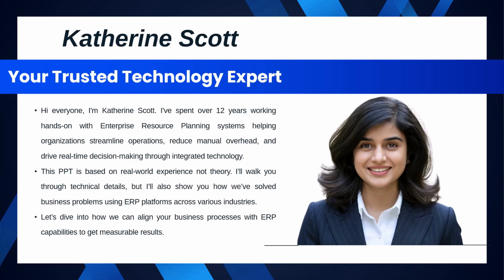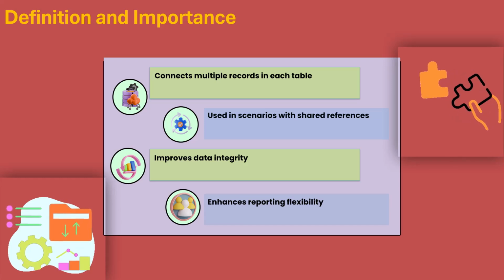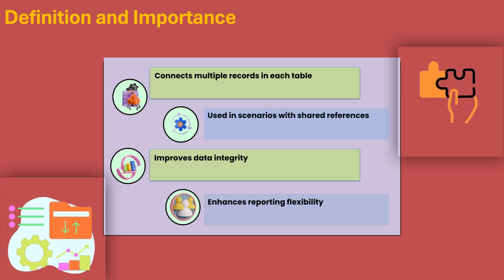a game changer. A many-to-many relationship means that multiple records in one table link to multiple records in another. It's like a networking event, lots of connections happening. This structure boosts data integrity and allows for more flexible reporting. So let's break down where and how it works best.